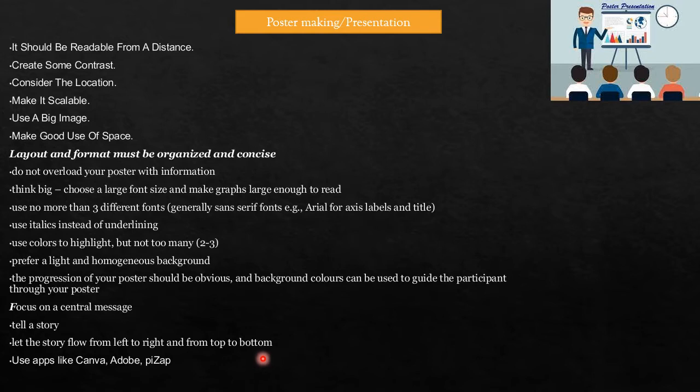And if the content is flowing, it should flow from left to right and from top to bottom. So it should be going in this direction, like this and this. It shouldn't be this way or upside, or from down to up. It should always be from top to bottom and from left to right.